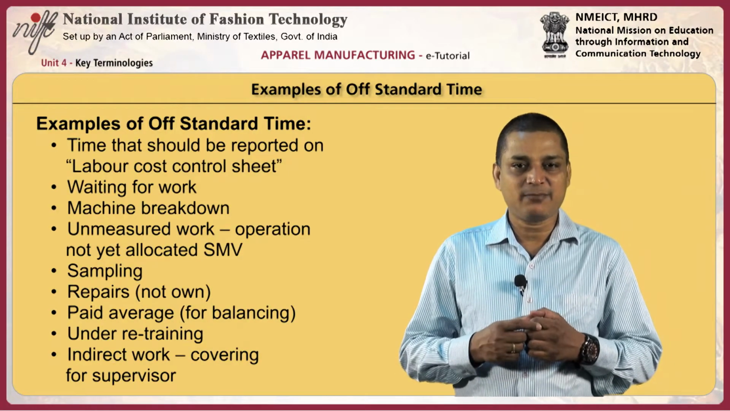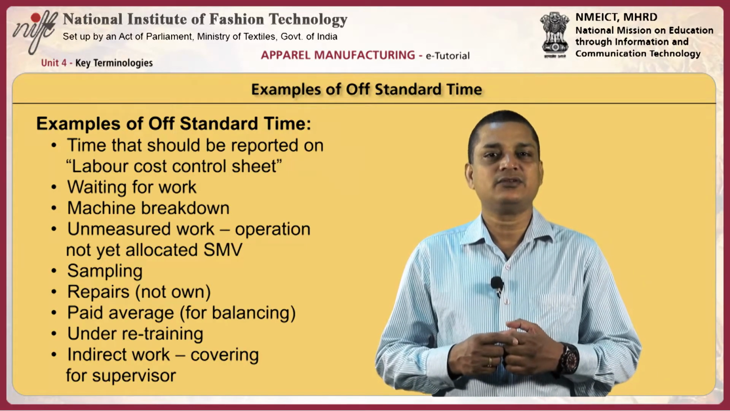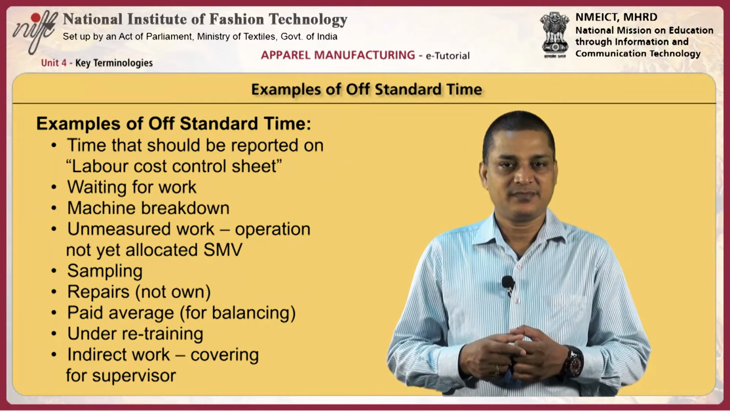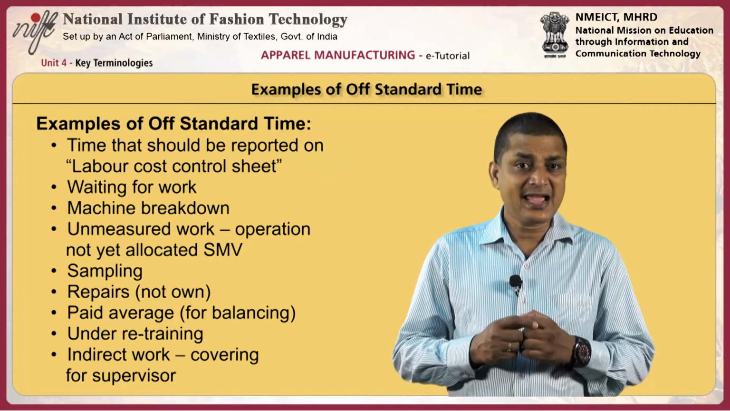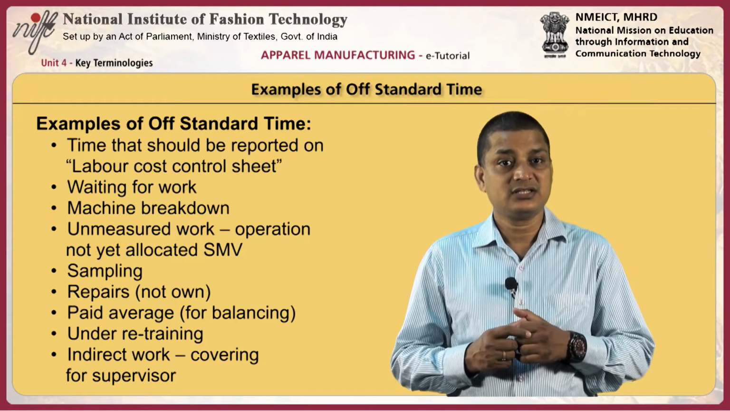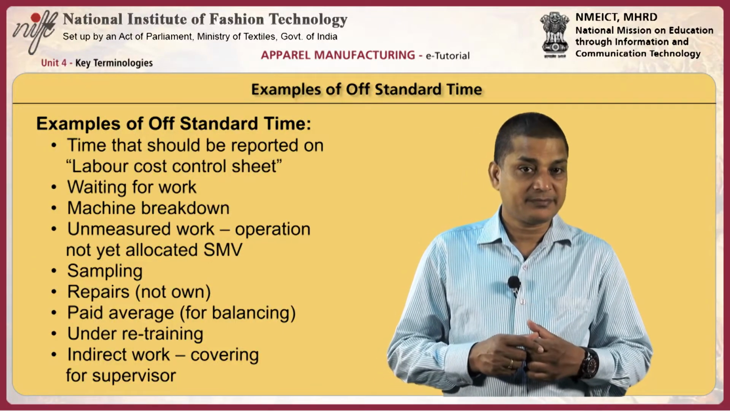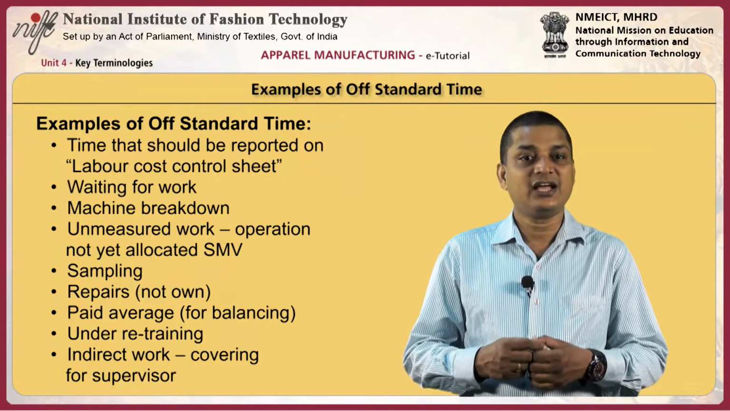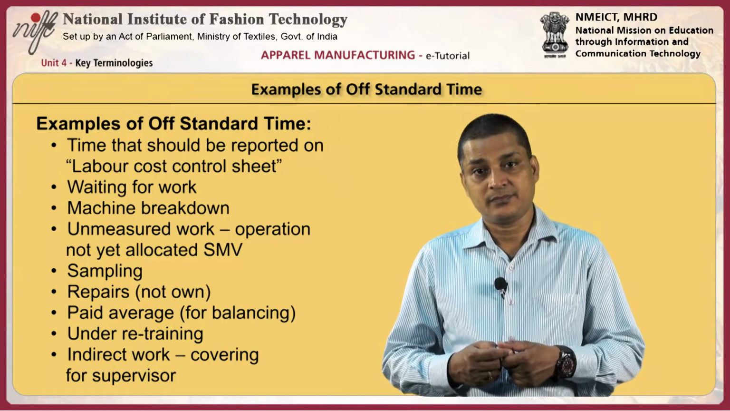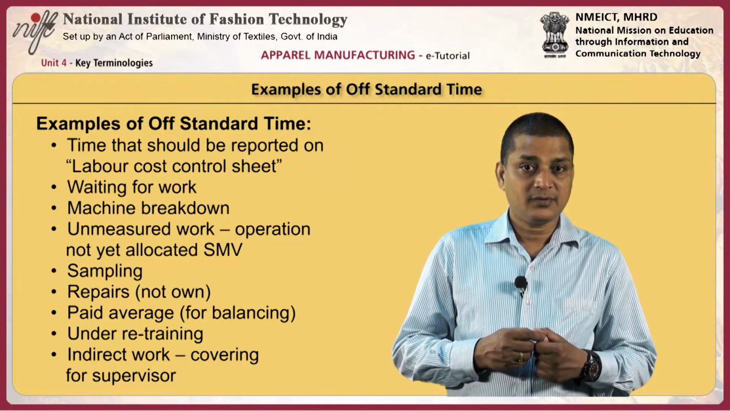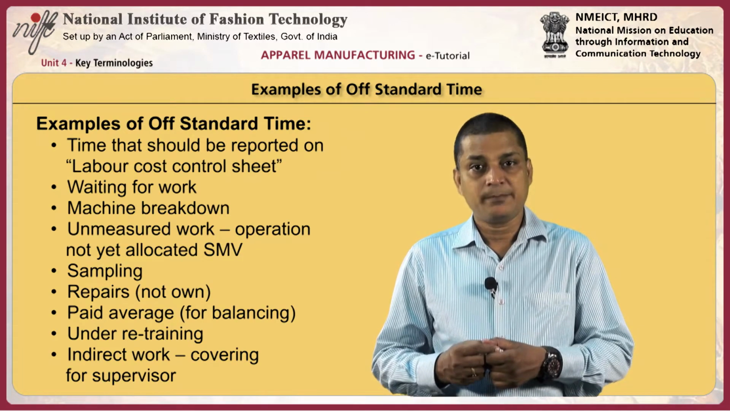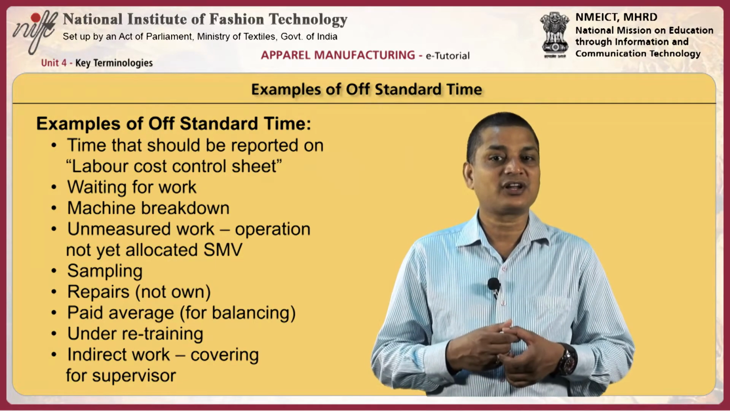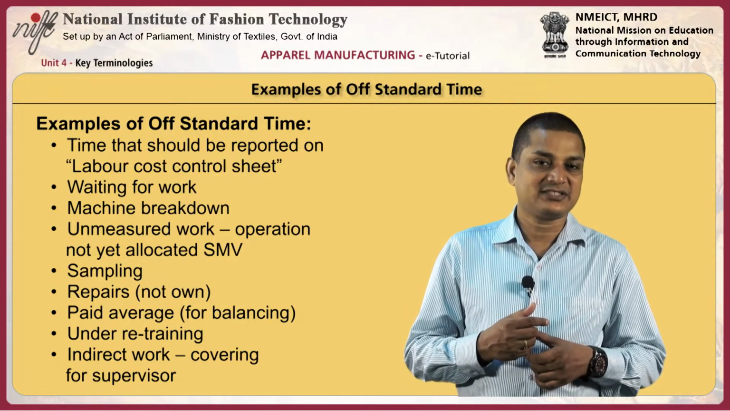Off standard time is the time the operator spends on unmeasured work or measured work that is classified as off standard. Examples of off standard time are time that should be reported on the labor cost control sheet, waiting for work, machine breakdown, unmeasured work, operation not yet allocated, single minute value sampling, repairs not own, paid average for balancing, under retraining, and indirect work such as covering for supervisor.